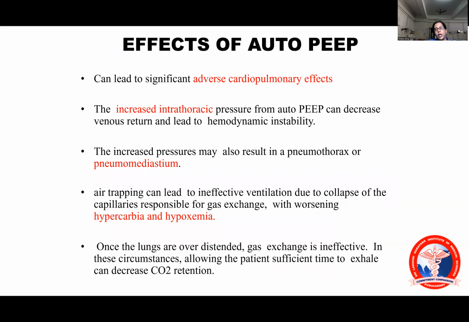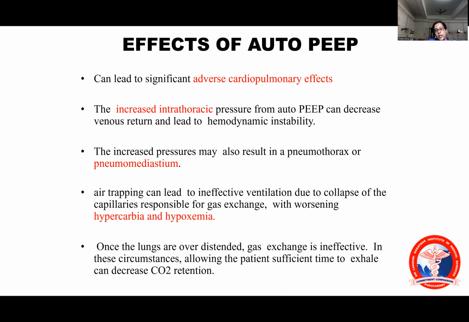So, effects of auto PEEP. What are the adverse cardiopulmonary effects? Already we know that PEEP creates a positive intrathoracic pressure, thereby reducing the preload by compressing the vessels which bring blood to the heart. That is going to happen if there is already auto PEEP present, and additionally you are going to add some more PEEP. It is going to result in adverse effects by increasing the intrathoracic pressure, and causes hemodynamic instability by reducing the cardiac output. Increased pressures can also result in pneumothorax and pneumomediastinum.